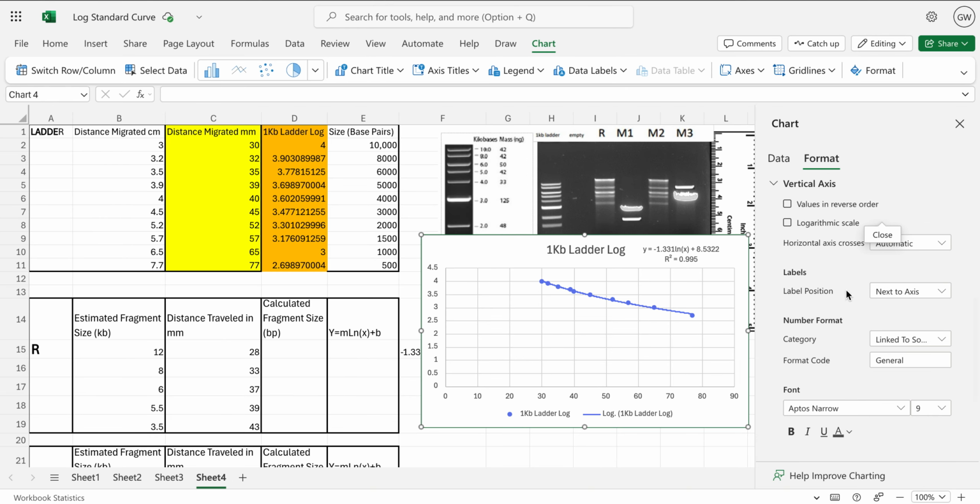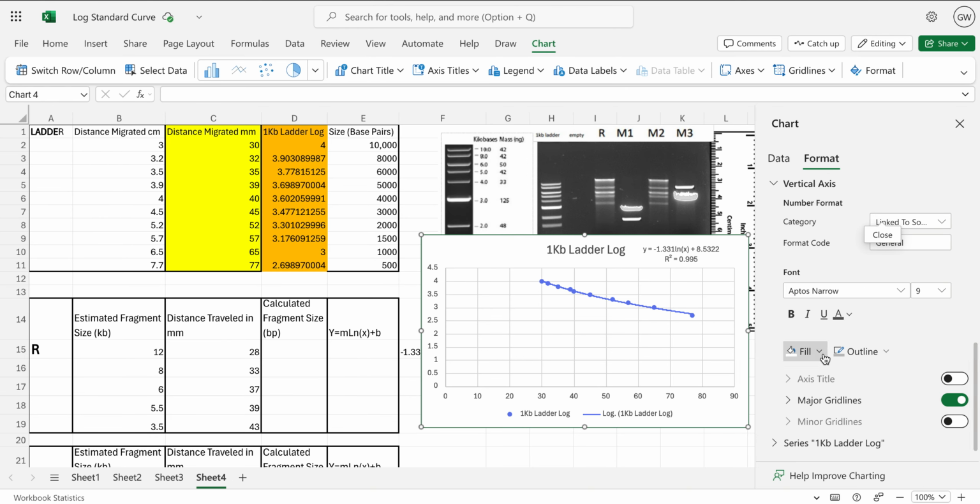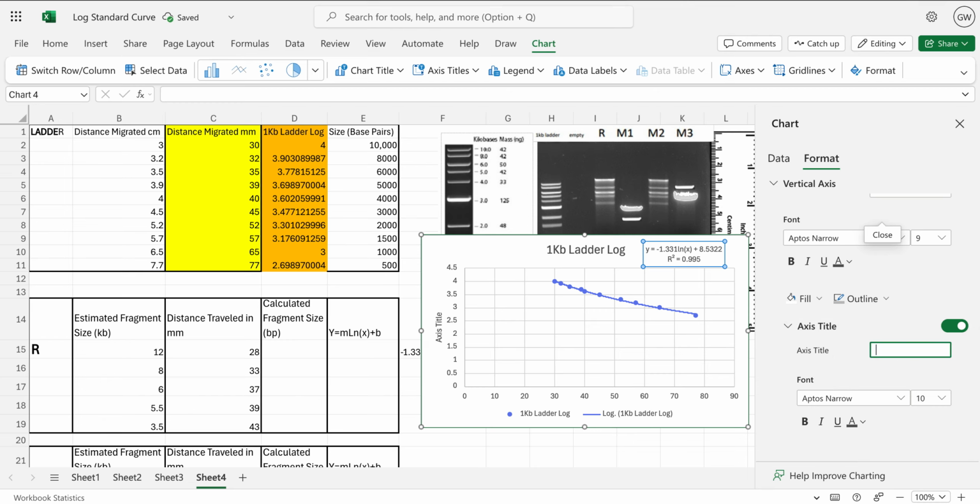So for our vertical axis, we want to have a title, and the title will be fragment size in kilobases, log. There we go. Should appear right there. Perfect. Beautiful.